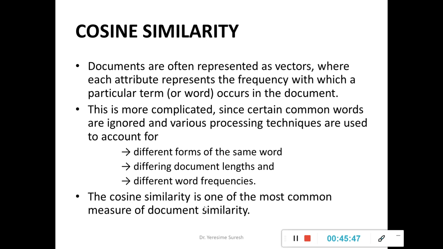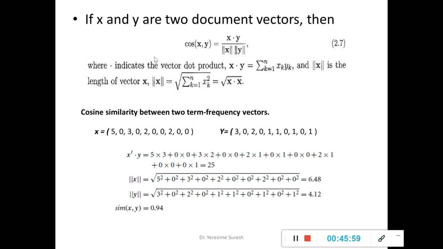So I repeat, cosine similarity is one of the most common measures used for finding the similarity in documents if the document consists of text or words. We will see how to calculate cosine similarity for two documents. The cosine similarity between two documents x and y is defined as the ratio of the dot product of the two documents divided by the length of document x multiplied by the length of document y. So I repeat, x multiplied by y is the dot product. The magnitude of x is the length of vector x, and the magnitude of y is the length of document y.